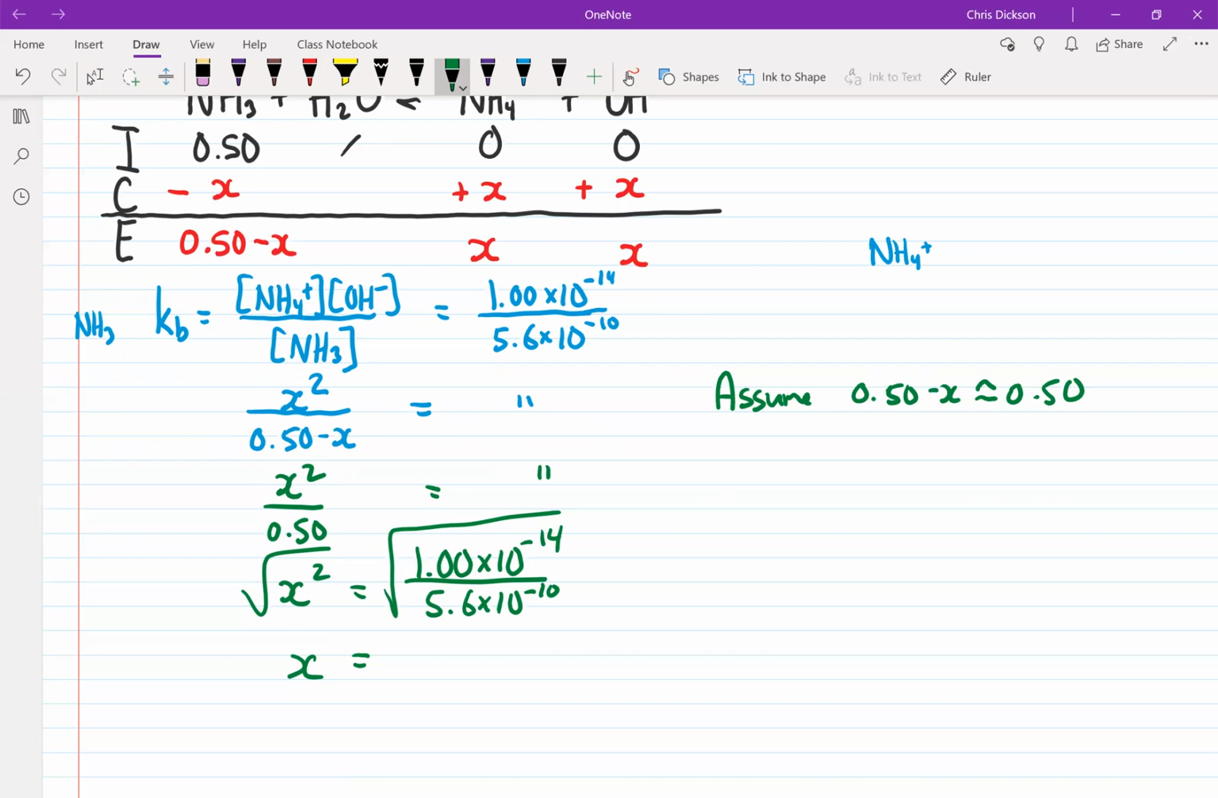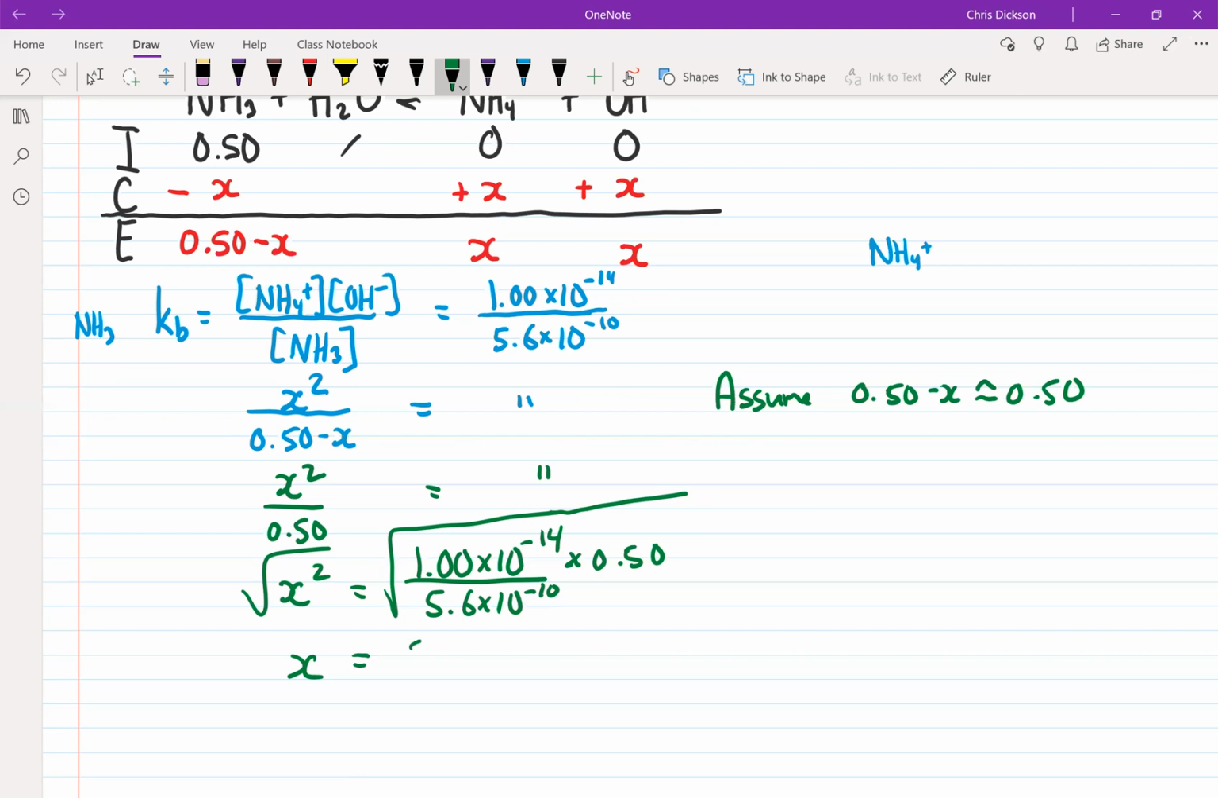Oh, actually, I did forget one thing here. Sorry, I was talking too much. I need to times this by 0.5. You cross multiply and then you square root. I left that out. Okay, so let's do that. So 1 times 10 to the minus 14 times 0.5, the concentration of the base. And then I'm going to divide that by 5.6 times 10 to the minus 10. And I get that number, and then I can just square root that number. So I square root it.